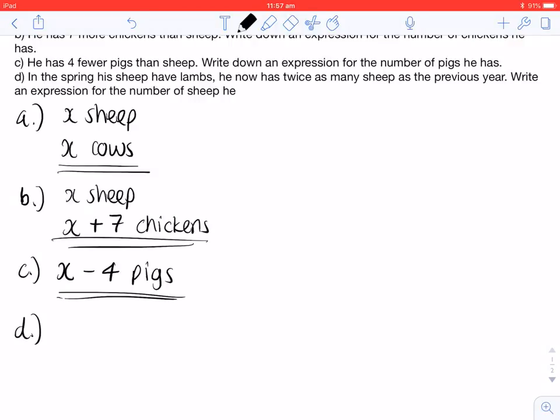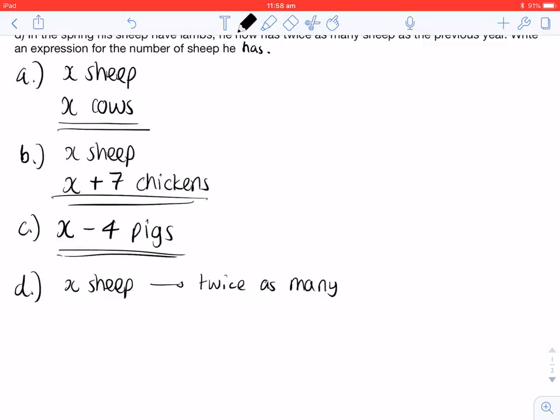And then part D. In the spring, his sheep have lambs. He now has twice as many sheep as the previous year. Write down an expression for the number of sheep he has. Now, he has X sheep. And then what happens is he has lambs and he now has twice as many. Now if I want to have twice as many of something, I have to times it by 2. So we've got 2 times X.